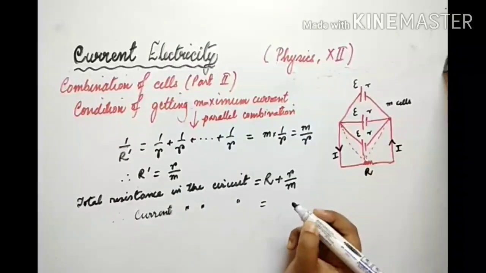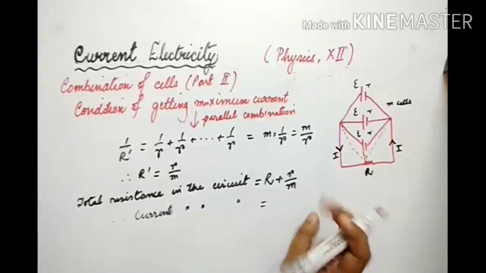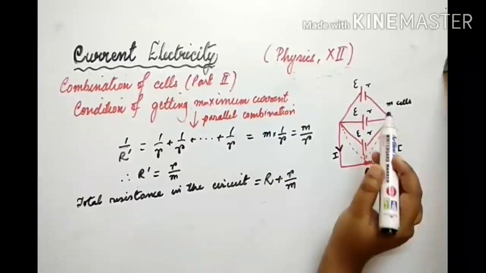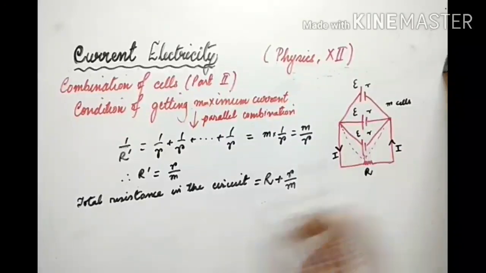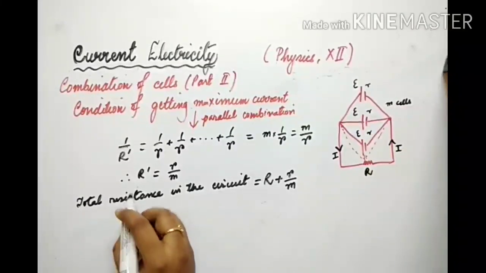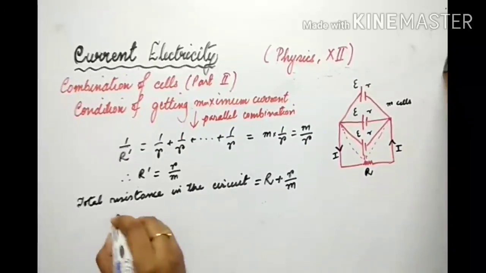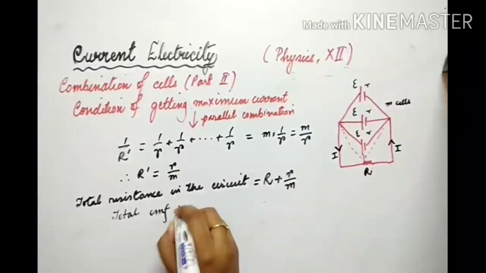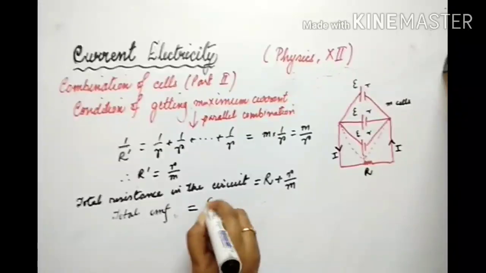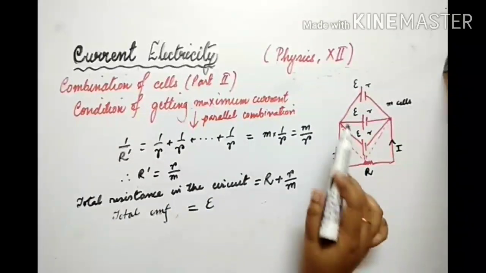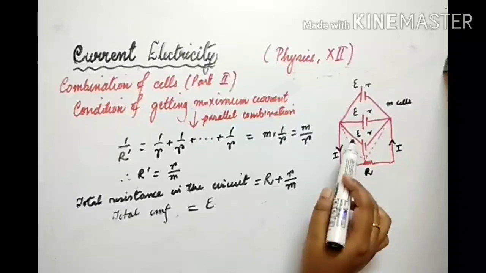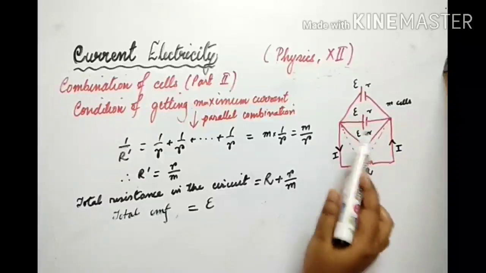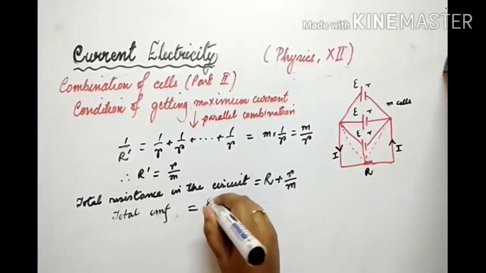So current will be, okay, before that let me say one thing. Since in parallel combination the EMF is the same, we can write that the total EMF will be E, not M times E, because we know in parallel connection the EMF is the same, like the potential difference which is also the same in parallel combination. So EMF is the same across all the branches. So it will be E.